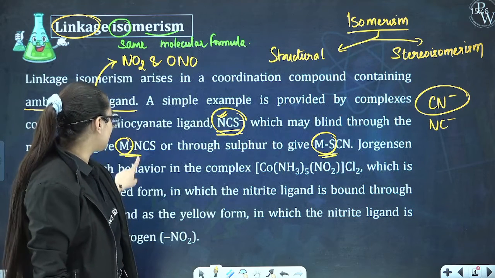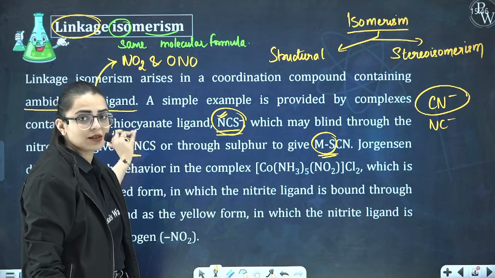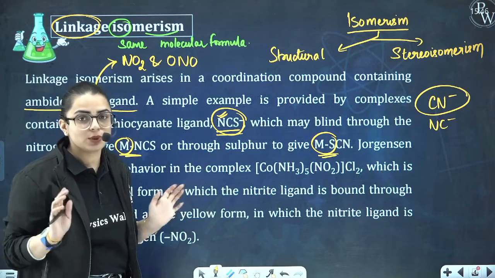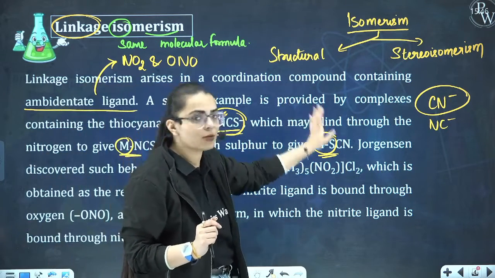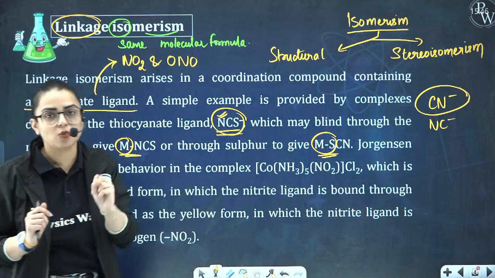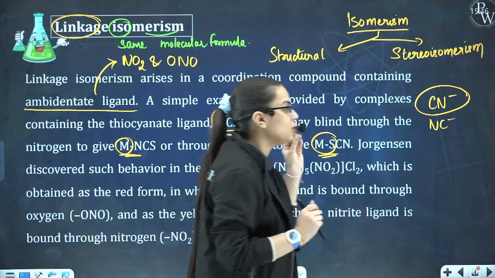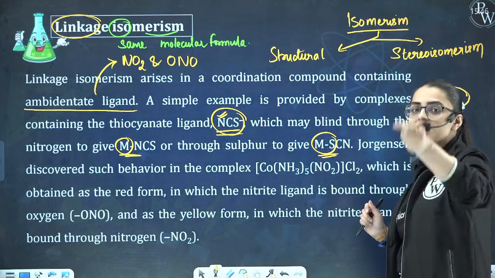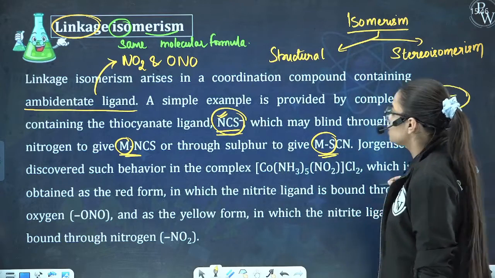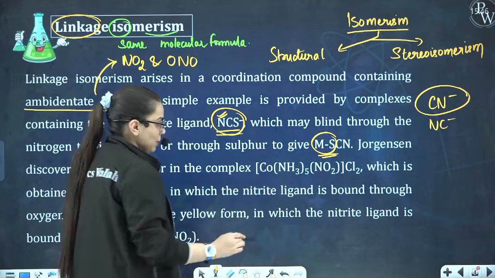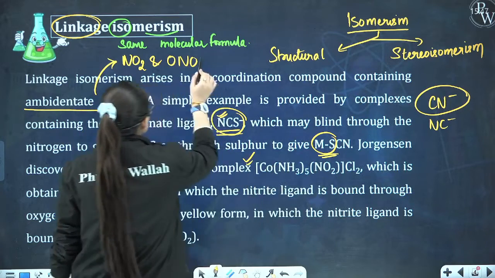In this, the ligand is bonded from the nitrogen atom. That means nitrogen is donating the electrons and is responsible for making a bond with the central metal atom. But the formula is the same. It is an ambidentate ligand, so another atom, sulfur, can be bonded over here. When I'm talking about this, you should know the linkage through which it is linked. Georgeson discovered such behavior in the complex. Now you have been given one certain example, which I have already told you.